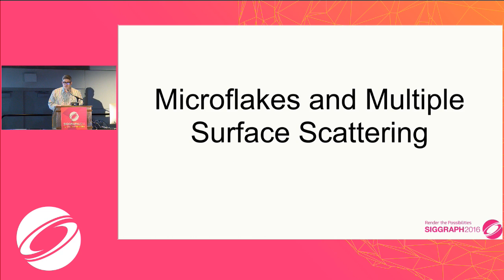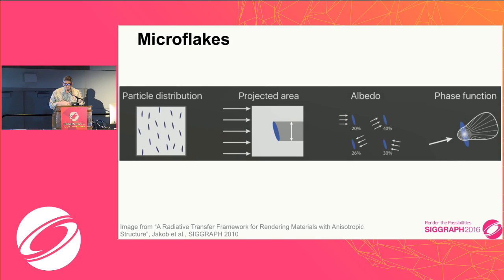Next part of the talk, I'll cover microflake theory, multiple surface scattering. Microflakes were first introduced in 2010. The idea is that you want to model a volume that has an anisotropic structure, like a fibrous structure or something like that, that isn't invariant to rotation, which is different than having a volume that has isotropic phase functions in it. And they're an extension of the concept of scattering particles. They just kind of add a bit more structure, a bit more anisotropy.